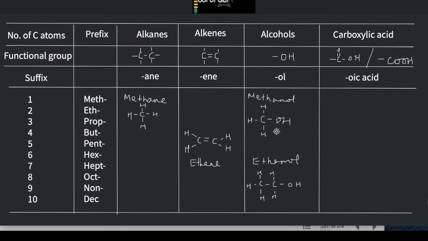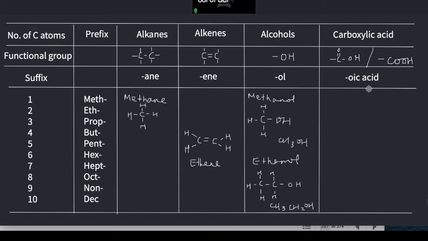So that will be methanol, CH3OH. This is ethanol, CH3CH2OH. Okay, so you can do the rest on the same principle.